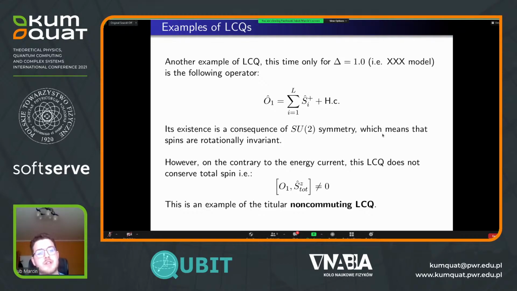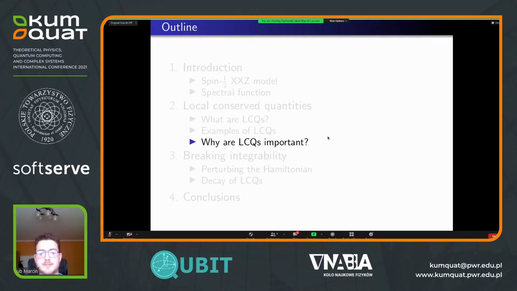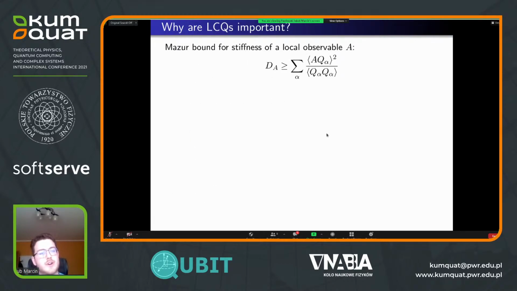All right, so now we know what the LCQs are, and we know some examples. Now let's show another example of why they are important. So we've got something that is called a Mazur bound for the stiffness of a local observable. And this is the equality for calculating the stiffness of an observable that we showed before, but under the assumption that we do not know all local conserved quantities in our system, only a subset of them. So the equality turns into a lower bound for our stiffness.